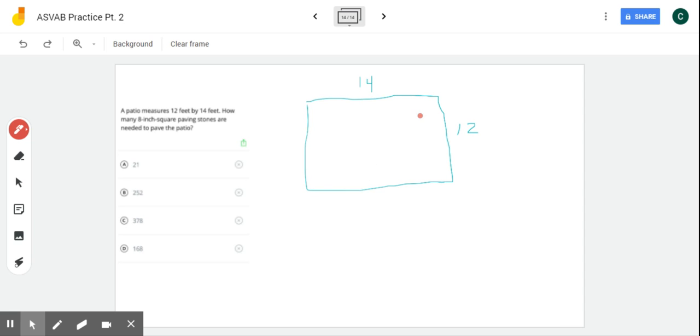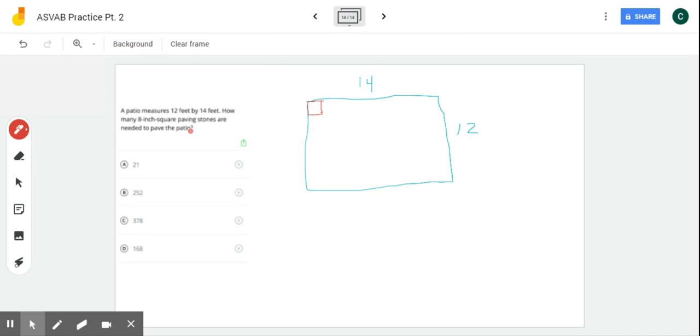All right, we've got a 12 by 14 foot patio, and then it wants to know how many 8-inch square paving stones. So 8-inch square paving stones just means we have an 8 by 8 square, and it wants to know how many will fit in.